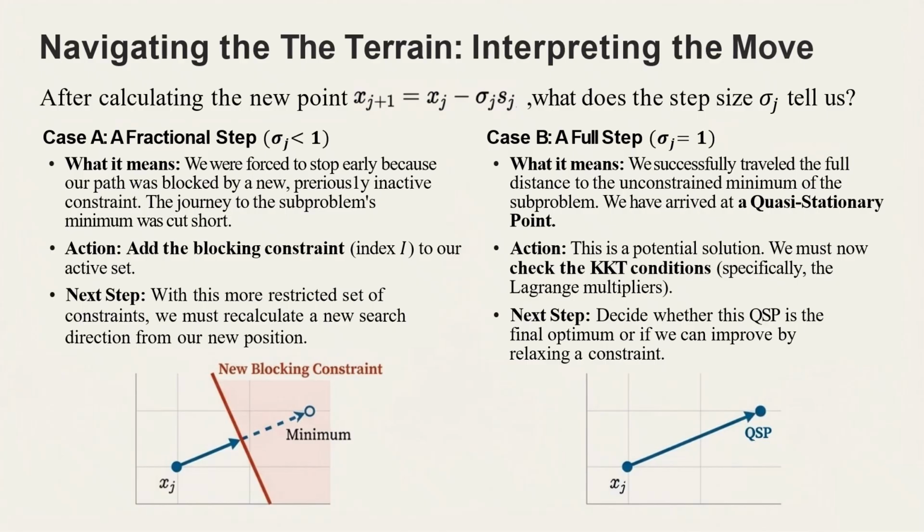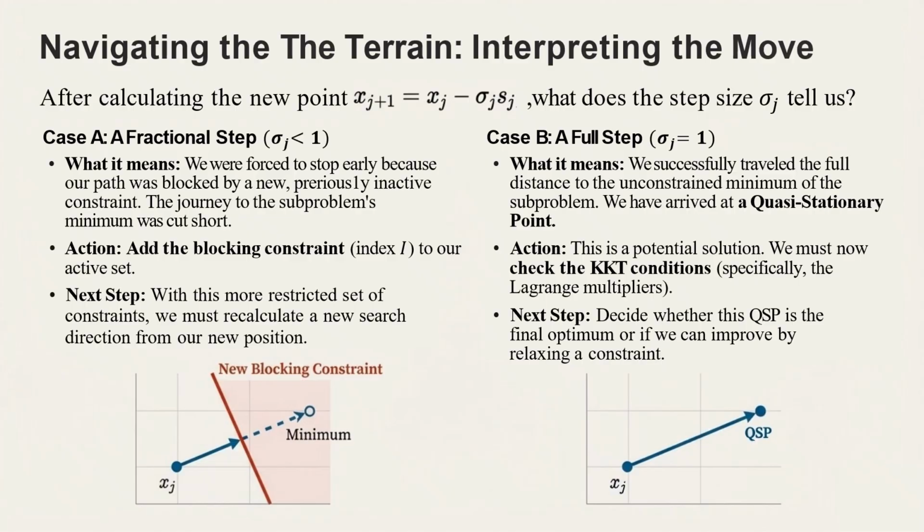Action required: we must add the index of this blocking constraint, for example, index L, to our active set. Next step: with this more restricted set of constraints, we must return to step 1 and recalculate a new search direction from our current position.